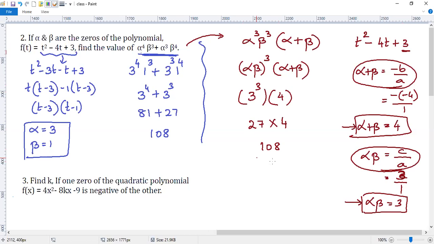27 into 4 will give you actually 108. Have you arrived at the same answer? So without splitting the middle term, we simplified the particular expression in terms of alpha beta and alpha plus beta and then used it. Correct?